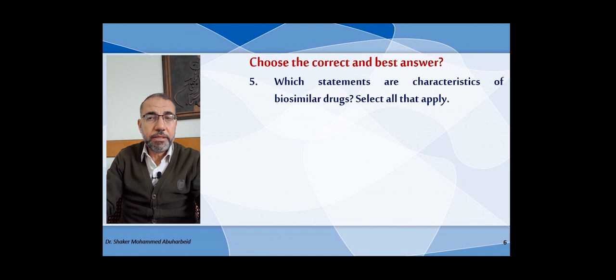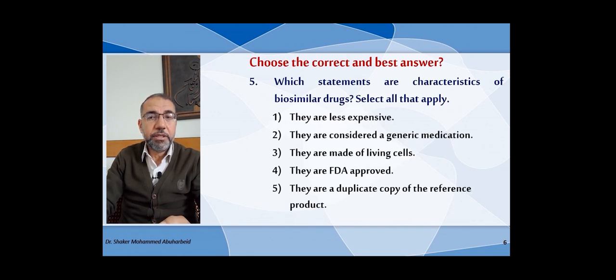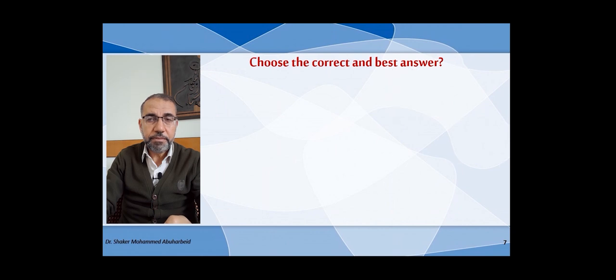Which statements are characteristics of biosimilar drugs? Select all that apply. They are less expensive. Second option, they are considered generic medication, or they are made of living cells, or they are FDA approved, or they are duplicate copy of the reference product. The correct answers are number one and four. They are less expensive than the biological drug reference product, and they are FDA approved. Next question.